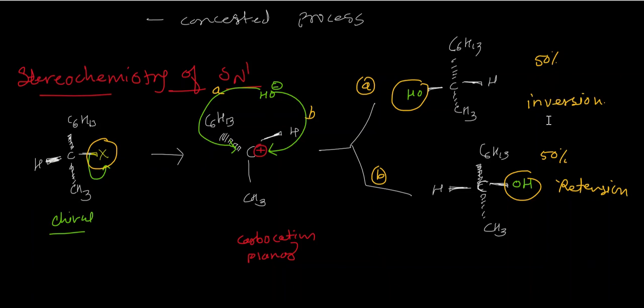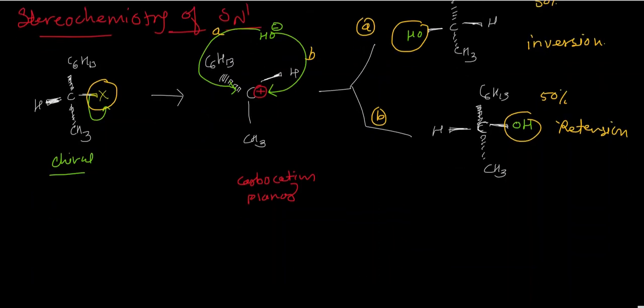Okay, but there is racemization. Racemization means an equimolar mixture of two isomers. Here you can say that this isomer is 50% and this isomer is 50%. That means both are equimolar. So that's why it is known as a racemic mixture.